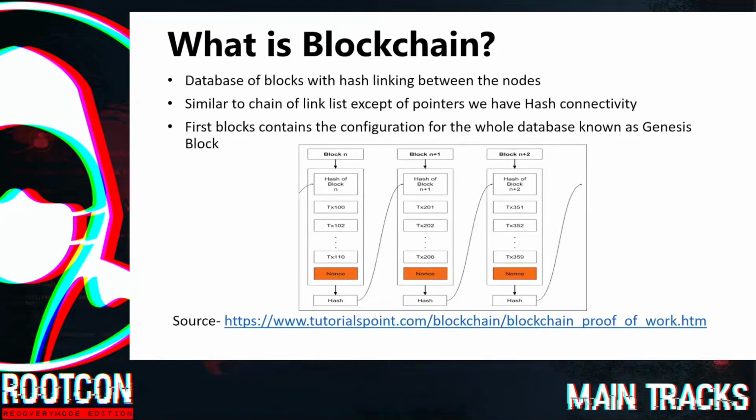The name blockchain is used because each group of transactions on a blockchain is referred to as a block, and each block is combined in order to form a chain. In simple words, we can say it is a linked-list kind of data structure, except instead of pointers, in blockchain we have a hash for the node connectivity.